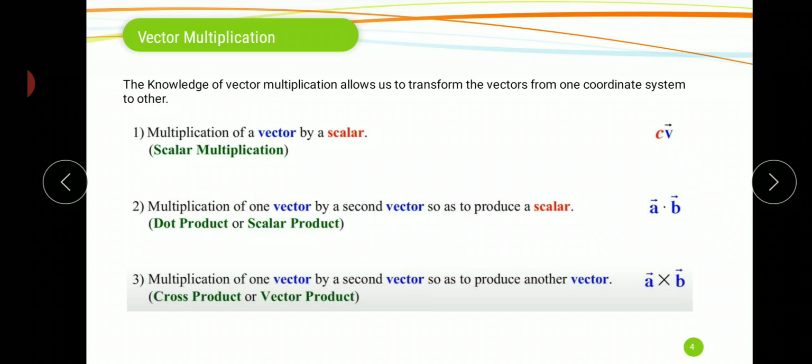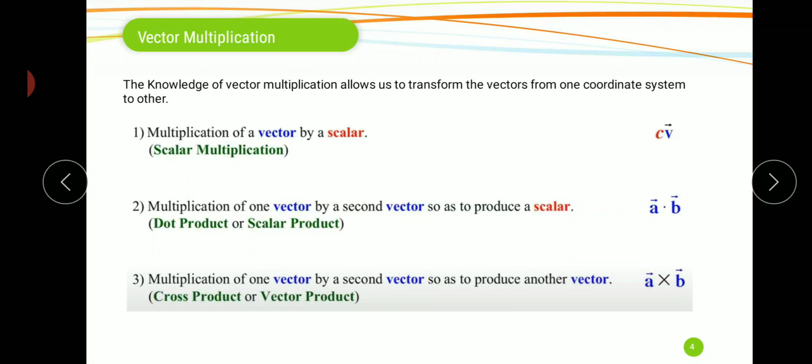And the next type of multiplication of vectors, here also we have to use two vectors, but the product is in the form of cross. That means the result of multiplying two vectors by the cross product is a vector. Whatever answer comes out of the cross product of two vectors is always a vector. That means the answer is also in the form of i, j, k, like that. So these are the three types of multiplication that we have to do in the vector field.